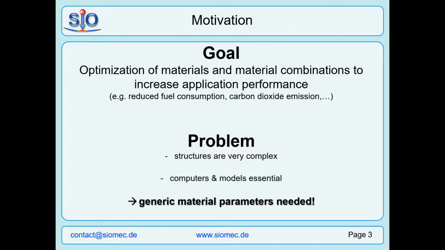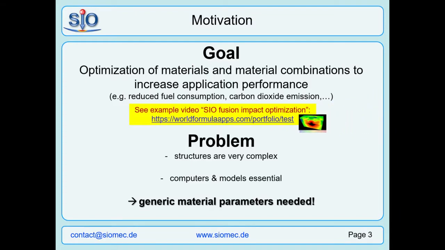But before we explain more details, let's step back a little and ask, why do we need this method? And what is the aim for nearly every product on the market? The answer is simple. We want to optimize the materials and material combinations in order to increase the application performance and reach specific goals. This might be reduced fuel consumption, carbon dioxide emission, or lifetime predictions even at the edge technology like nuclear fusion. The problem we face is that structures are getting more and more complex.